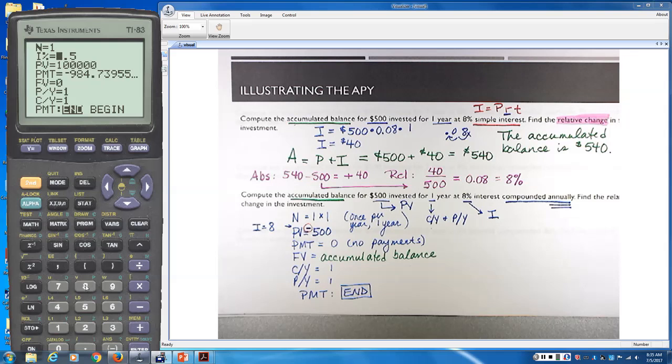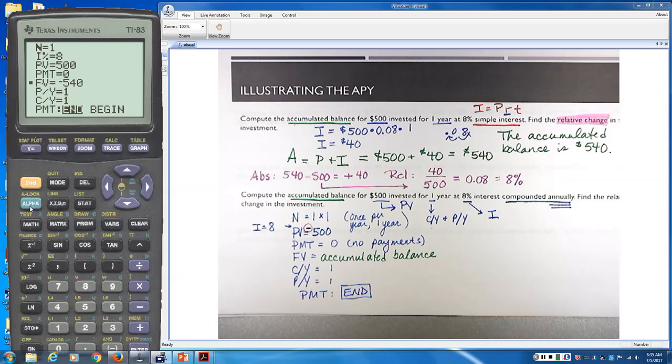So that's going to be just 8. Present value is going to be 500. No payments. And the future value is what we're solving for, so we're going to hit alpha and enter to solve, and it says negative 540 because that's what they're giving us. That's going to be coming back to us.